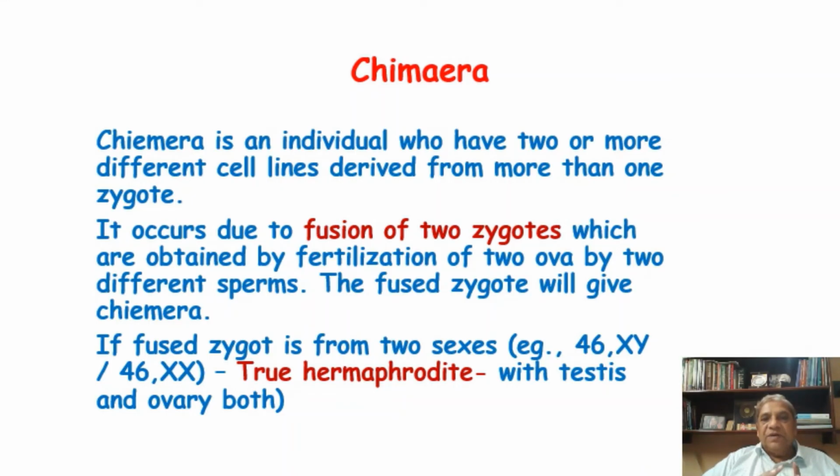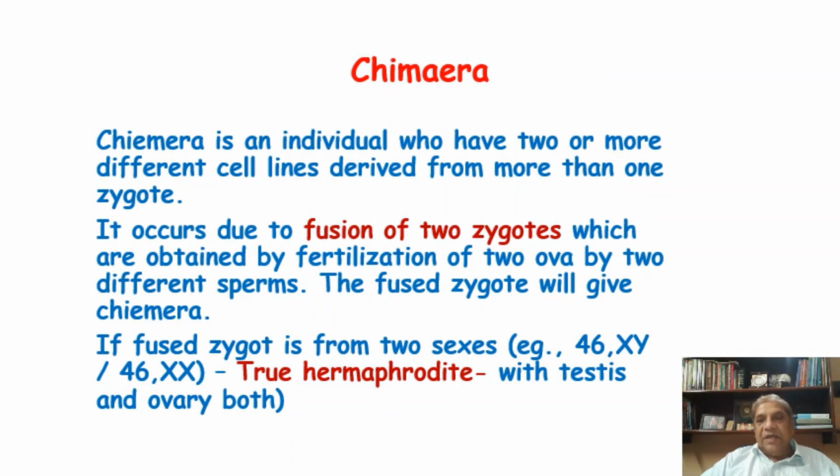If the fused zygotes are from two sexes, it may so happen that one zygote is male and another zygote is female. If they fuse with each other, that means one is 46XY and another is 46XX, then the person will have cells in his body which are both male as well as female. A person with some cells 46XY and other cells 46XX in the body, you cannot call him or her. That person is now called a true hermaphrodite.